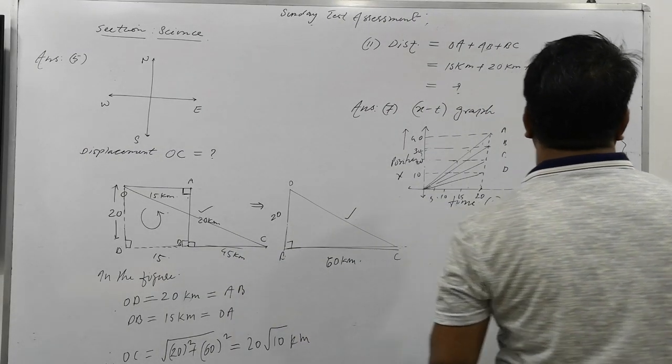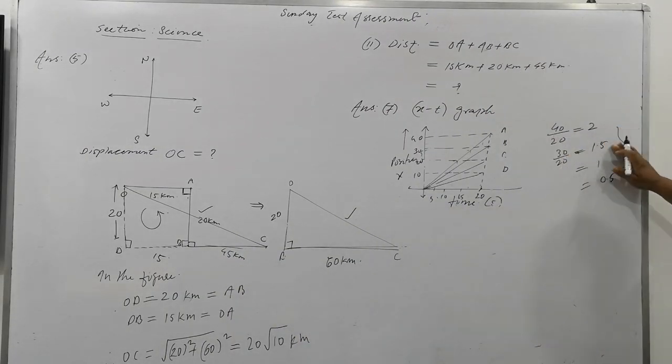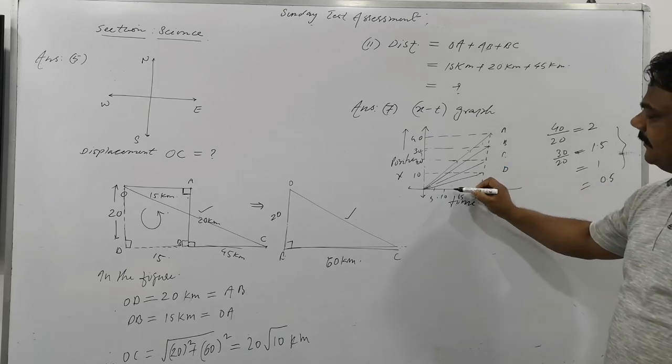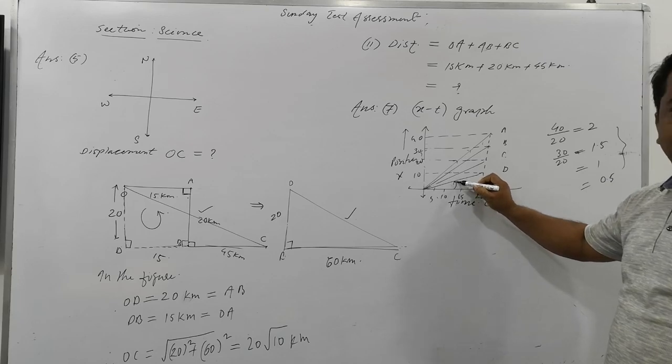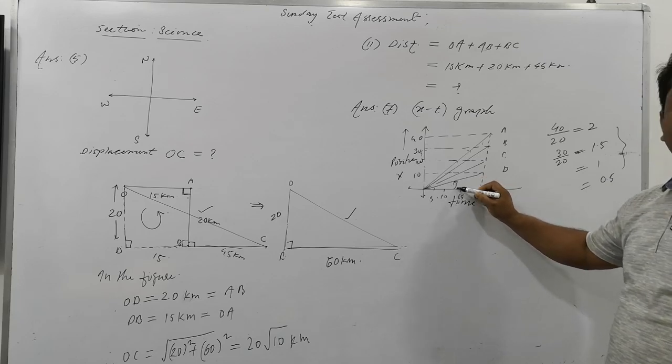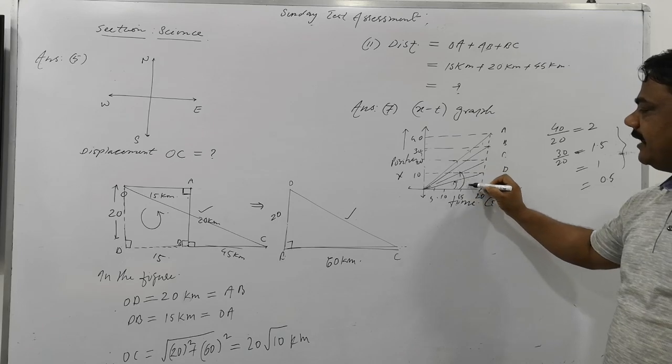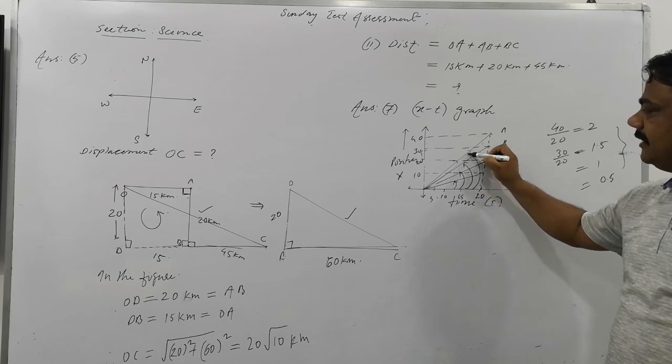You just understand this. It's 2 meter per second, 1.5 meter per second, 1 meter per second, and 0.5 meter per second. The fastest object is which here? A. Is that clear? If you see here the inclination of the curve, how much angle is it making? This is called the inclination of the curve.